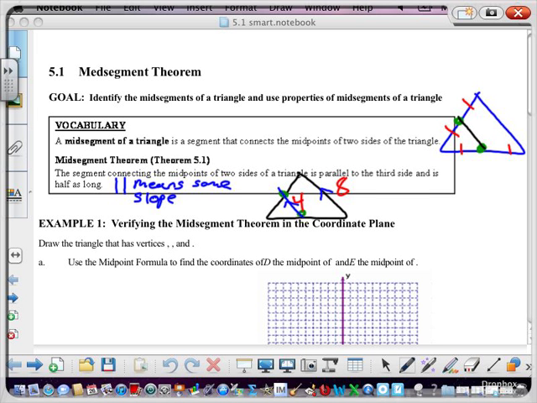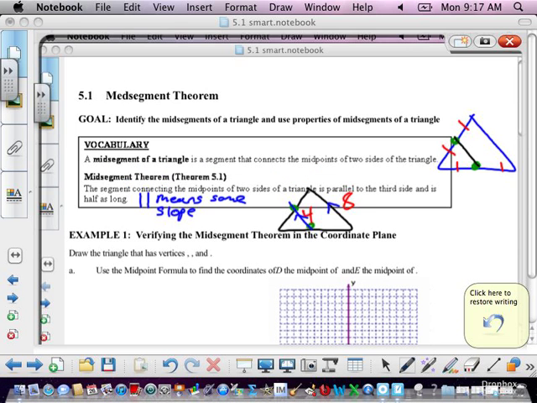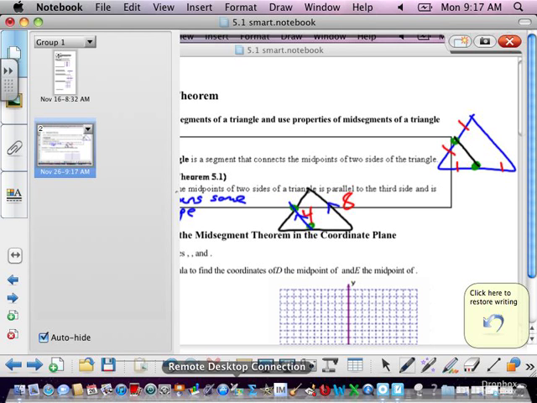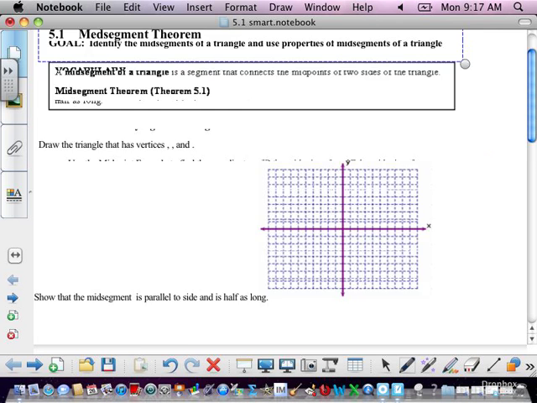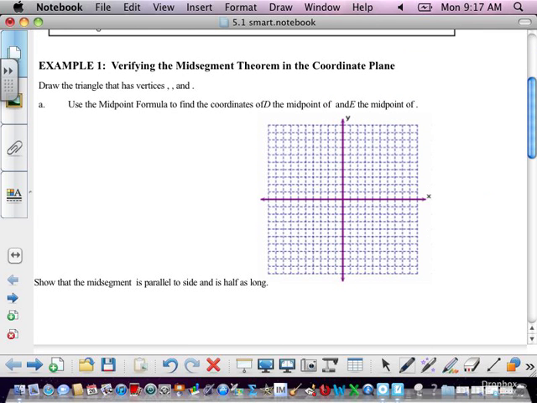Let's go ahead and try some of these problems. Remember, these pictures are going to disappear because the computer's funky. I will put it back up if you need it later. We're going to do a lot with graphing points and making coordinates. So let's make sure we've got this.